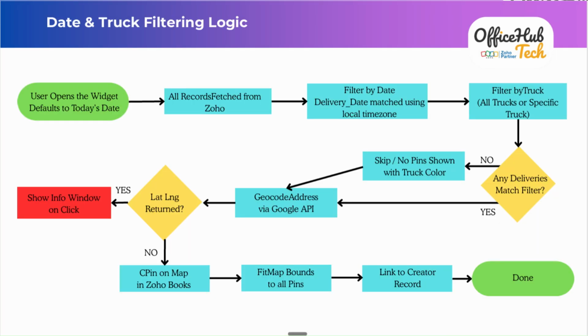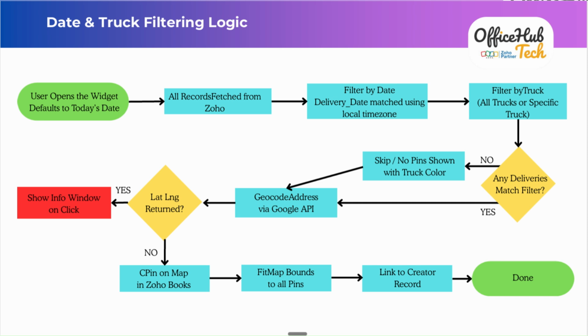So this is the date and truck filtering logic. When you open the widget, it shows the default today's dates. This is the first step. Then all records are fetched from Zoho in the background. Then two filters are applied simultaneously: the date filter and the truck filter.